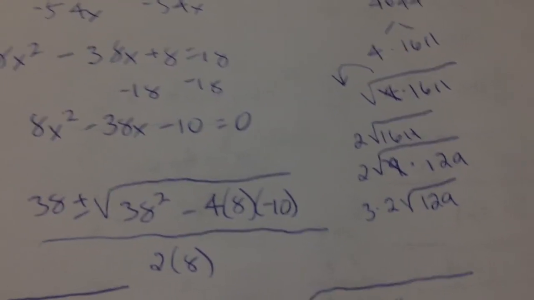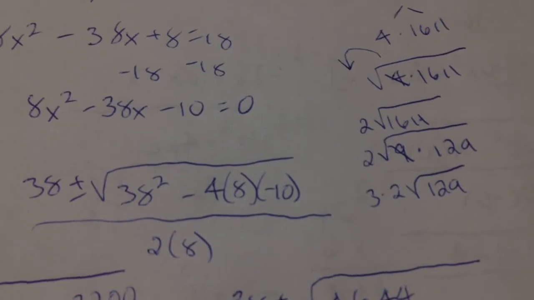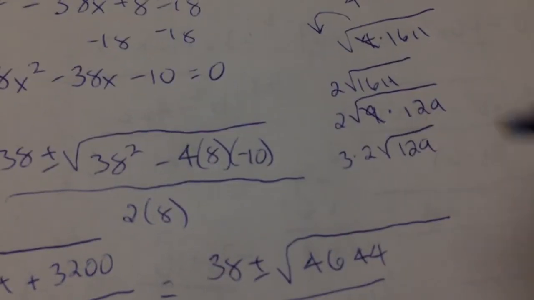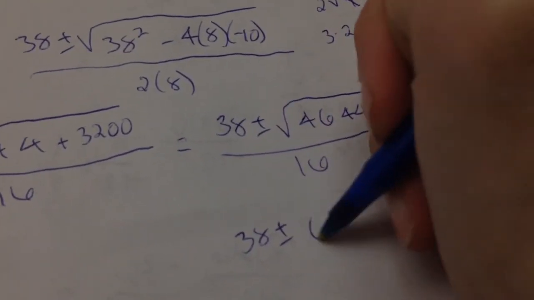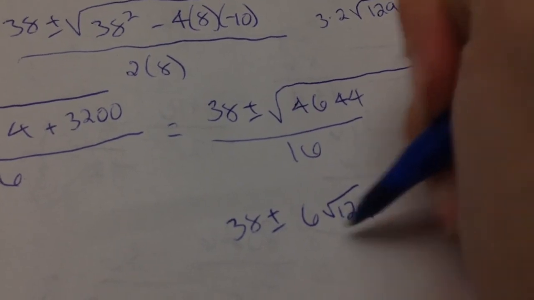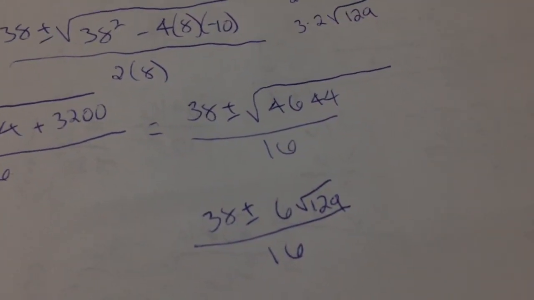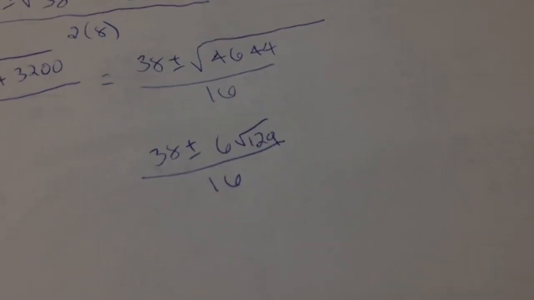And let's double check that that can't be divided by 9. No. And it can't be divided by 2. So we're just going to leave it as 38 plus or minus 6 square root 129 over 16. And I am fine with that. That's a good enough answer for geometry.